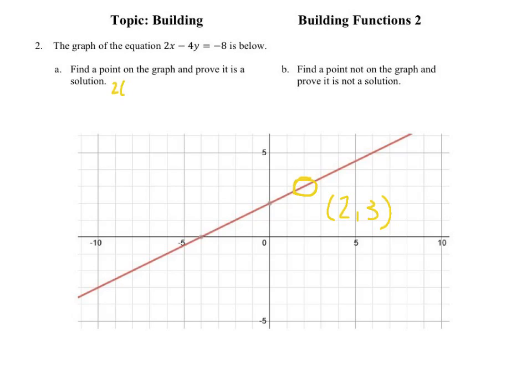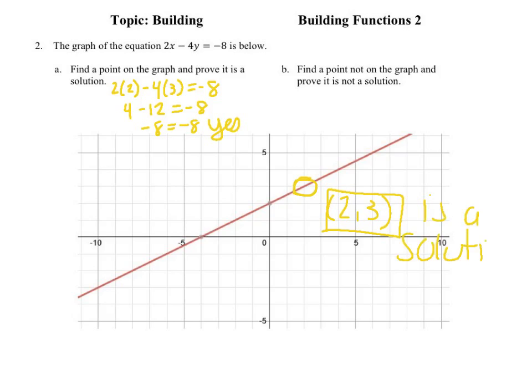So I'm going to have 2, 2 is my x value, minus 4 times 3 is my y value, equals negative 8. So I get 4 here, negative 12 here. 4 minus 12 is negative 8. So does negative 8 equal negative 8? Yes, it does, which means 2, 3 is a solution.